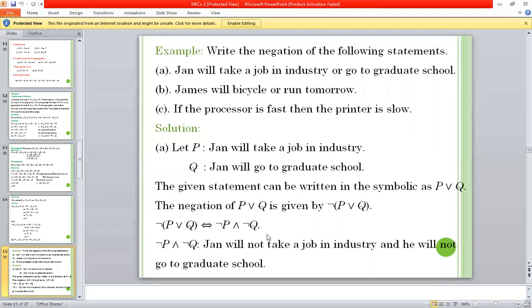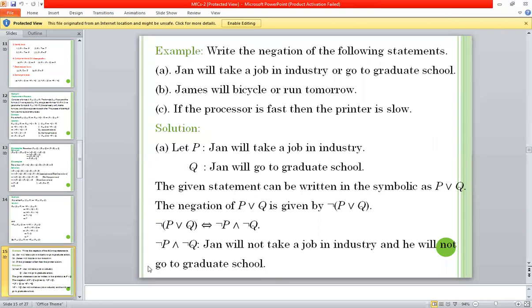So negation P and negation Q. What is the negation statement of the given symbolic form? John will not take a job in industry. Here the connective is conjunction, so the connective word is "and". He will not go to graduate school. So the negation of the given statement is: John will not take a job in industry and he will not go to graduate school.